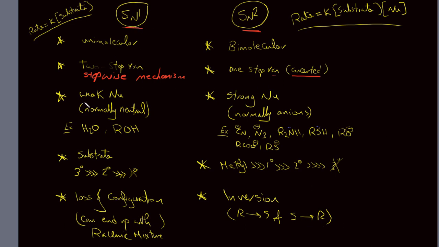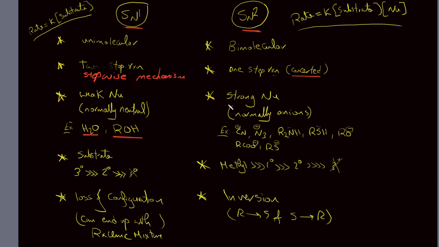In SN1, you're just looking for a weak nucleophile. The most common nucleophiles used are neutral nucleophiles, like H2O or ROH. Those are the most common nucleophiles used in SN1 mechanisms, any alcohols and water.